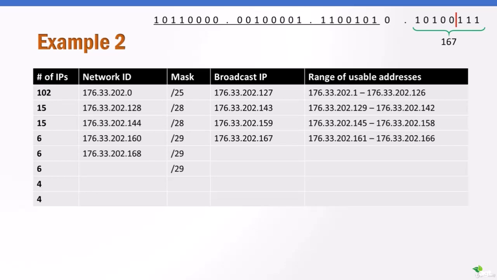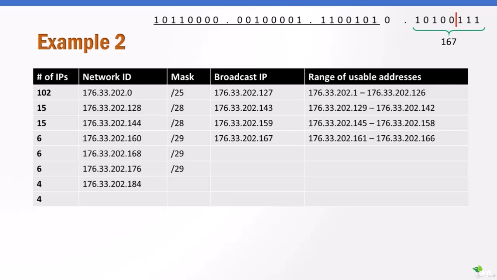So 168 plus 8 is 176. So those are the network IDs. The 6th subnet is also going to have a total of 8 IP addresses. So the next network ID for our next subnet is again going to be that network ID plus 8, which in this case is 184.